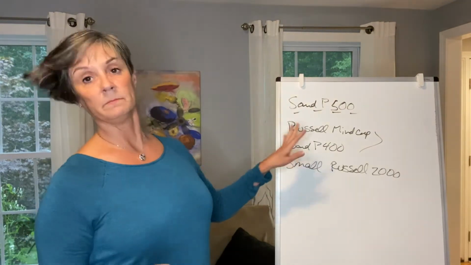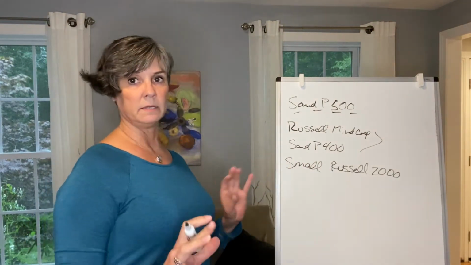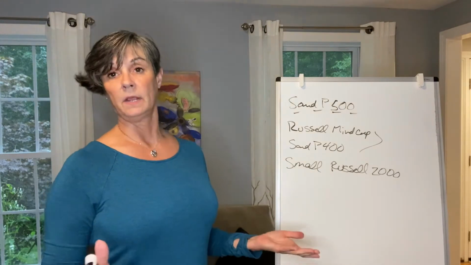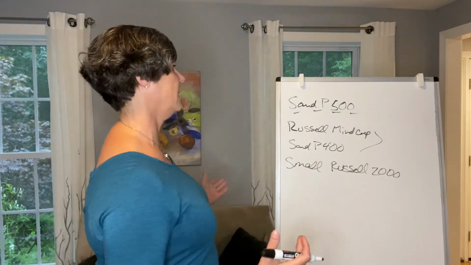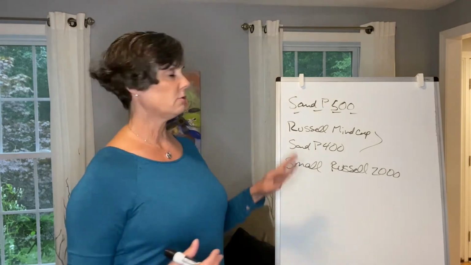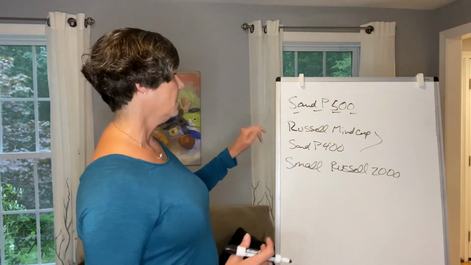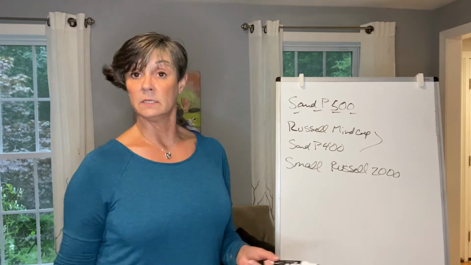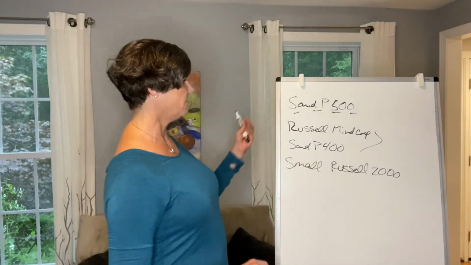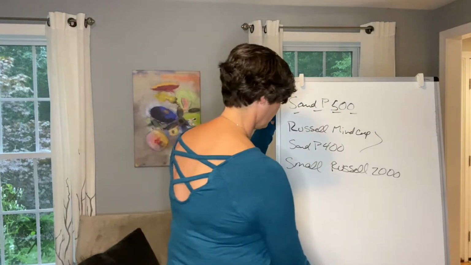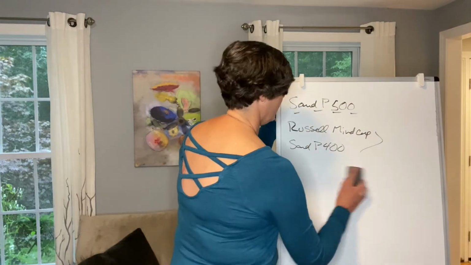So what do I mean by large, mid, and small? It's the size of the company. Really big companies like IBM, Procter & Gamble, Apple, those are all going to be my large caps. Mid cap are smaller companies, and the small are still pretty big in our country, but they still have lots of room to grow. So those are the major ones there.